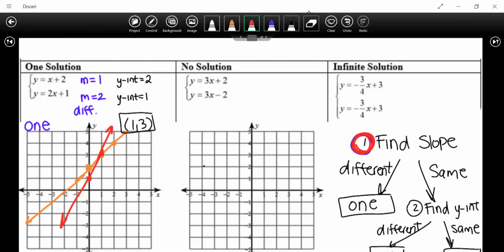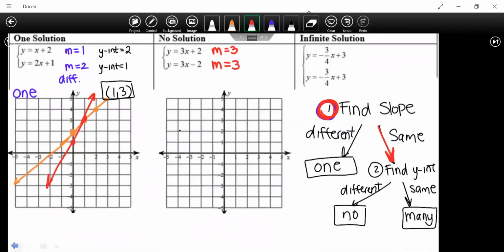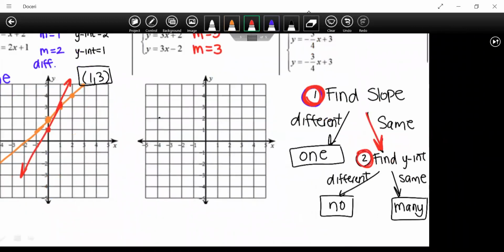We're going to find our slopes. So m is equal to 3. m is equal to 3. Same or different? Same. So that means we're going to follow down this pathway now, right? So I got to be able to do my second step now. I got to be able to find the y-intercepts.